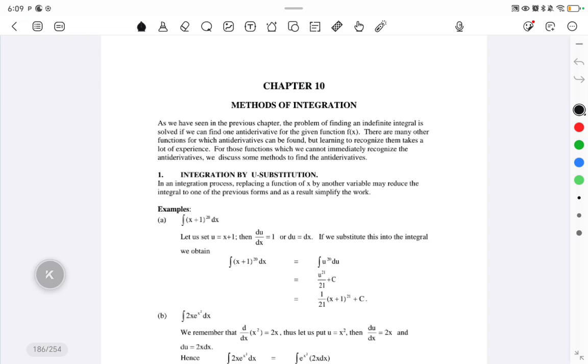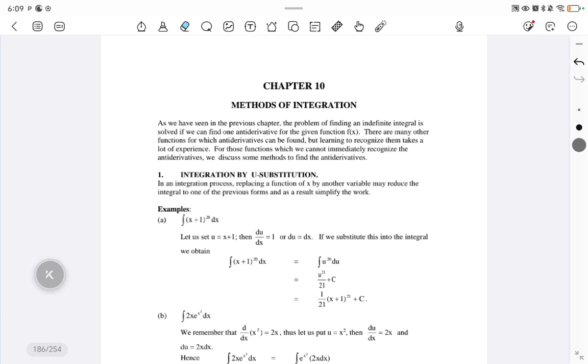So now on u substitution, this says that in an integration process, replacing a function of x by another variable may reduce the integral to one of the previous forms, and as a result simplify the work. So the idea behind using u substitution is to simplify the work. I'm sure we can say this, right?